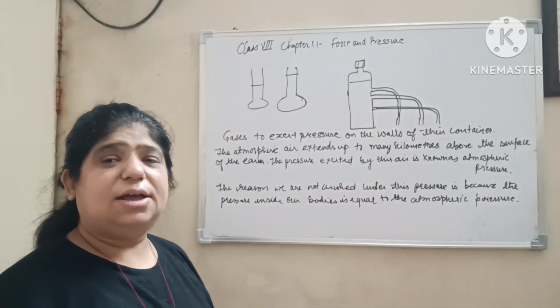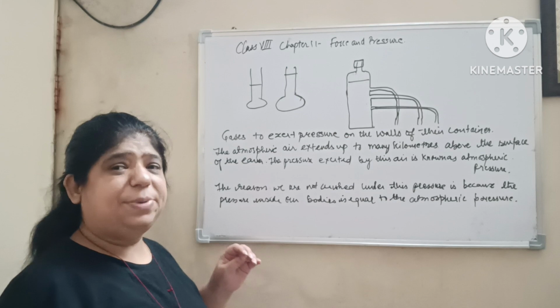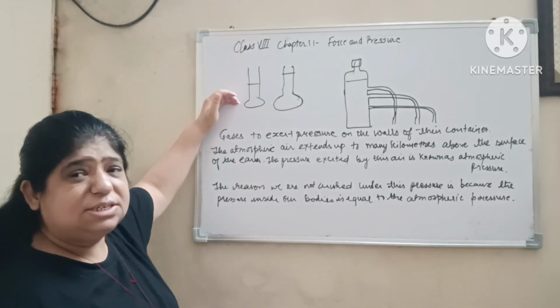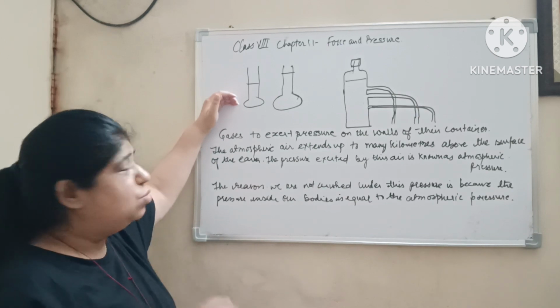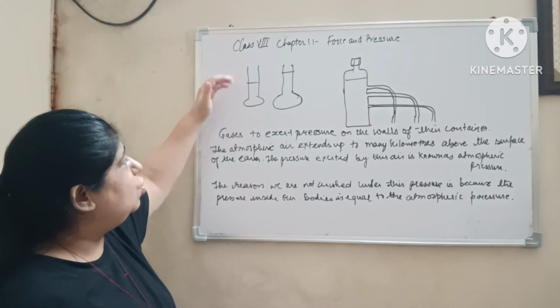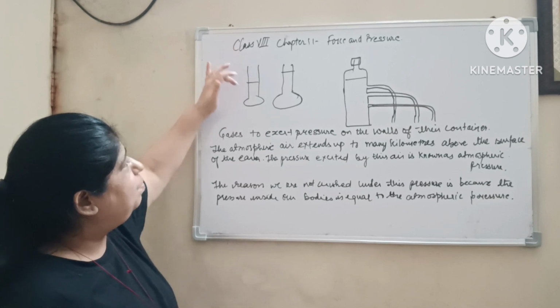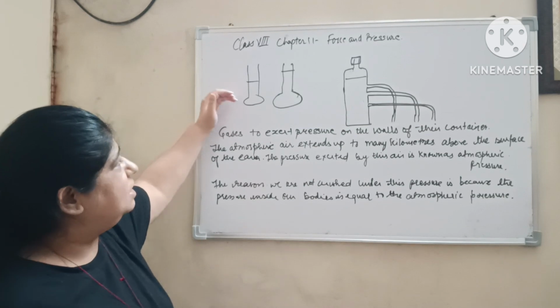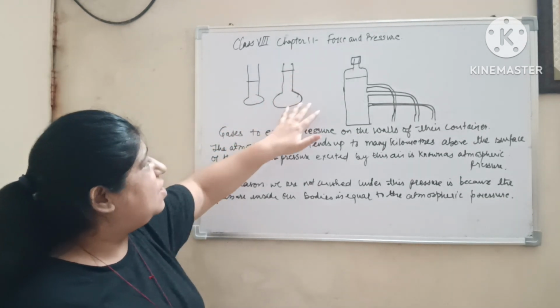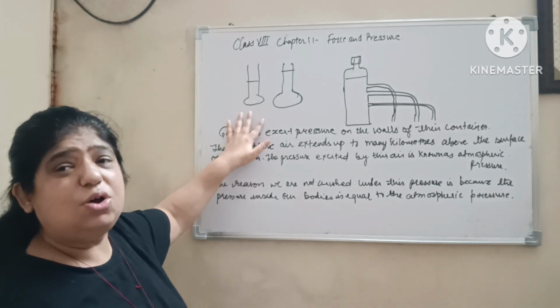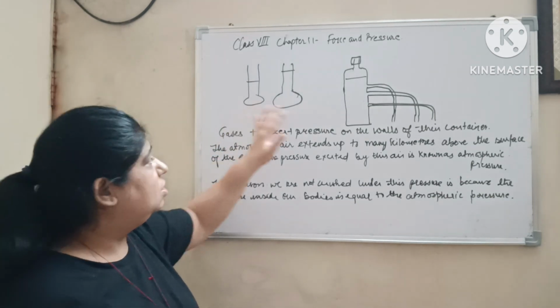Now liquids also exert pressure. Take a hollow tube, put a balloon on one of the openings of the tube, and from above put a liquid. The balloon will bulge. Now increase the height of the liquid, the bulging also increases. This shows that liquid also exerts pressure.